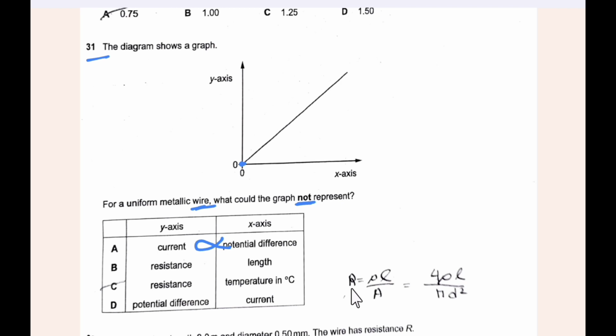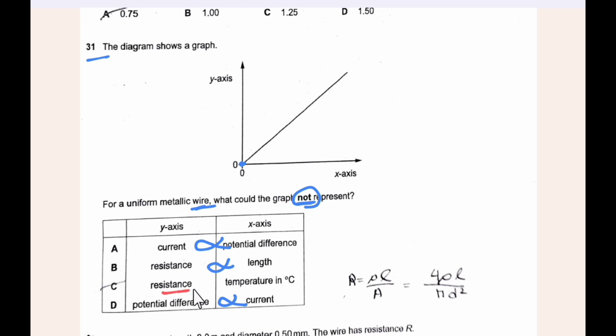Then as we know that resistance is equal to resistivity into length by cross-sectional area, so resistance is obviously directly proportional to length. So this statement is also correct, but we need to find which is not representing this graph. First of all, potential difference against current. As we know that potential difference is directly proportional to current, so this is obviously our graph.